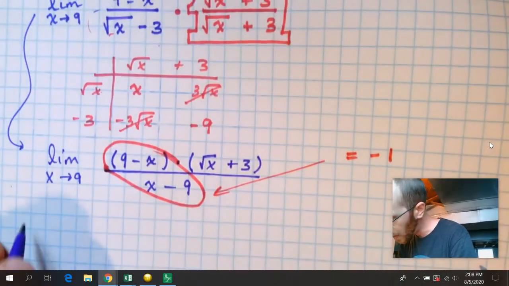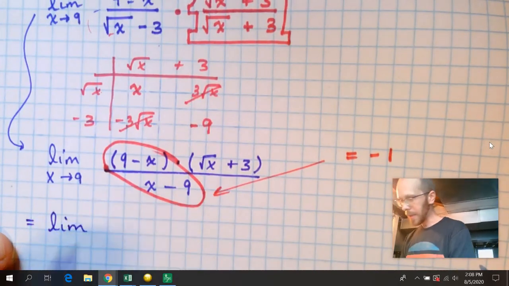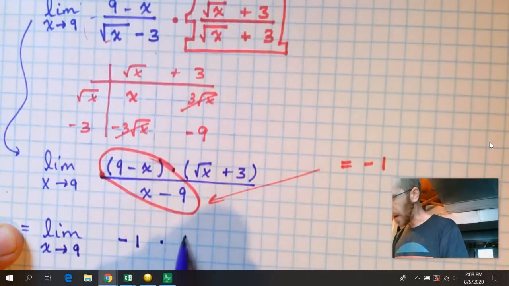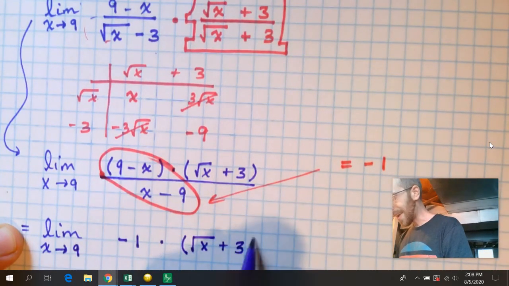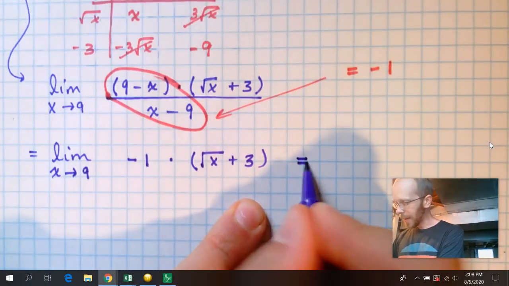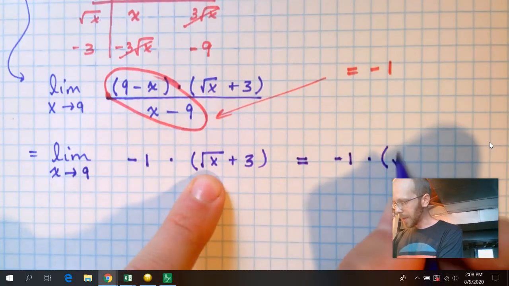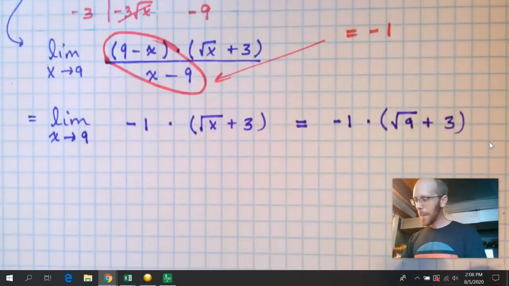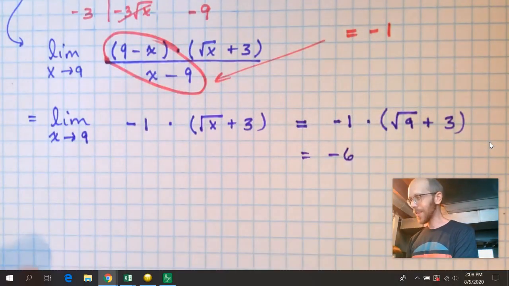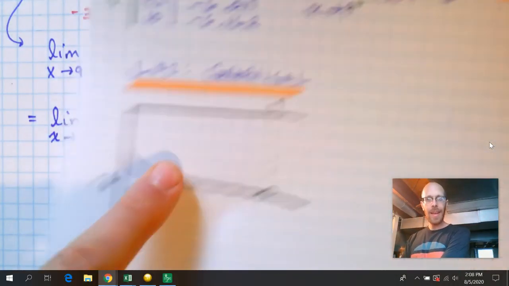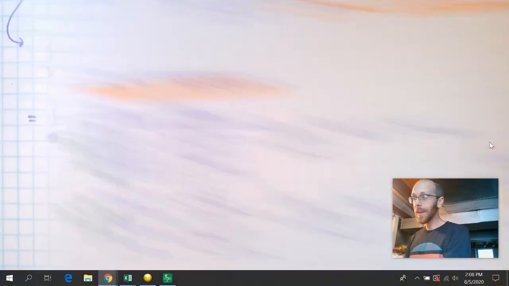Which means this whole statement would be the same as saying the limit as x approaches 9 of negative 1 multiplied by the square root of x plus 3. And now what we can do is we can take our 9 and plug it back in. I'm going to do that right here. And we get negative 1 multiplied by the square root of 9 plus 3, which is, hot diggity dog, negative 6. The exact same answer that we got right here and right here.